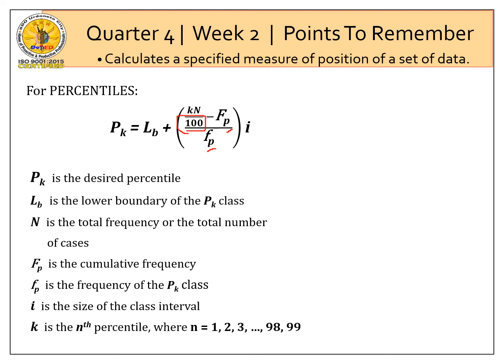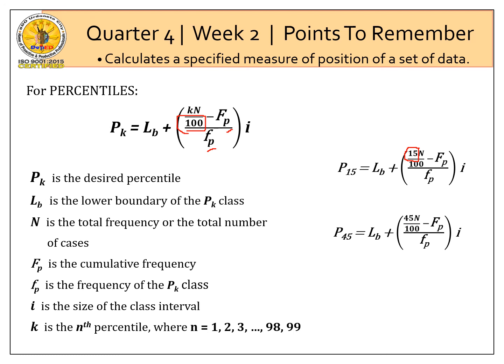Let's say we solve for percentile 15. So it is equal to the lower boundary plus quantity 15 times n over 100 minus the cumulative frequency divided by the frequency of the percentile class times the interval. So we just substitute 15 to our k.